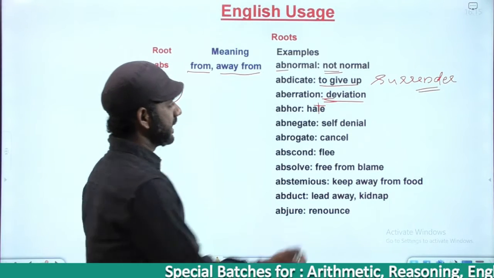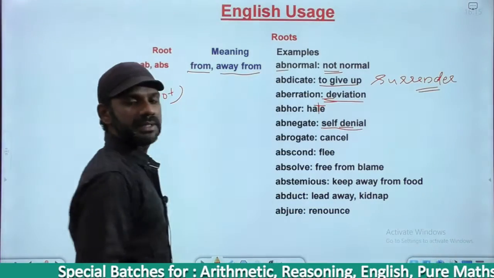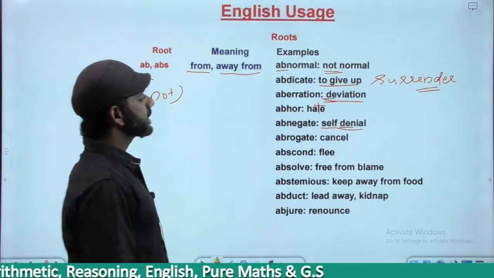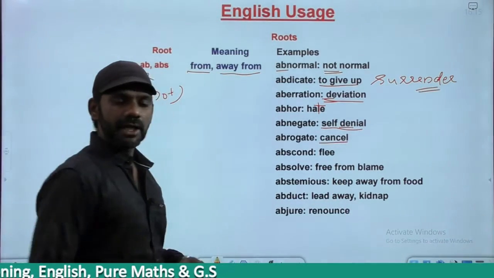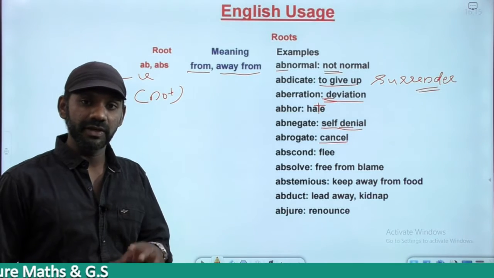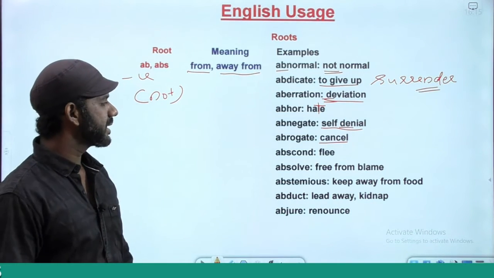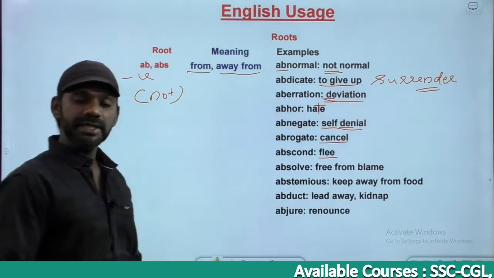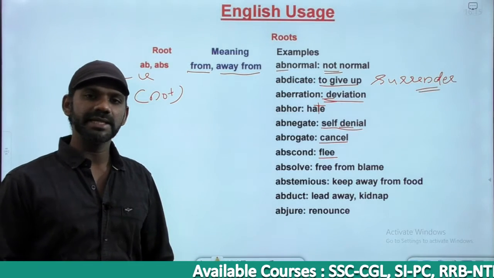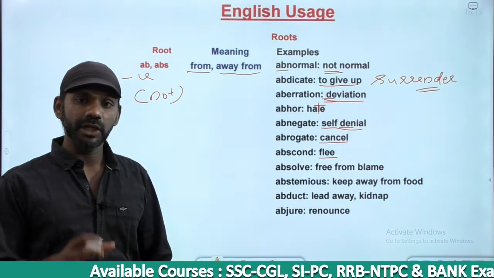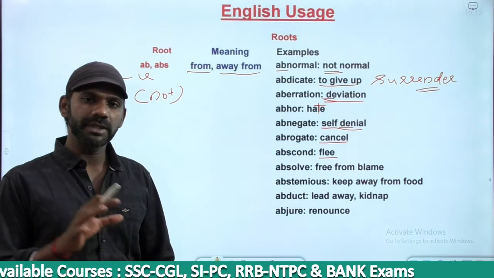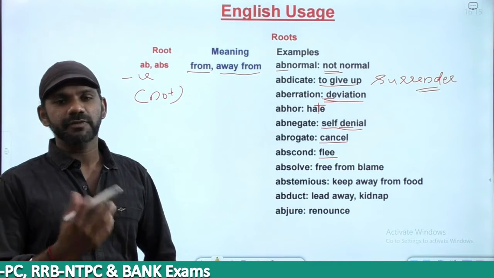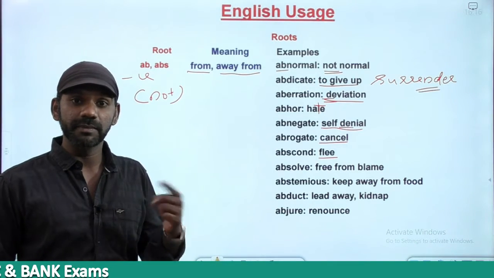Abnegate is self-denial. Denial is anyway a negative word, it means not accepting. It's self-denial. Abrogate is cancel. Cancel means like not considering. Not considering is termed as cancelling, right? Away from consideration. Cancel. Abscond means flee. Flee is V1, V2 is fled, F-L-E-D, V3 is also fled, F-L-E-D. Flee means like going away from a person's native place, or a place where a person belongs to. He has fled from this place means he has gone away from this place.